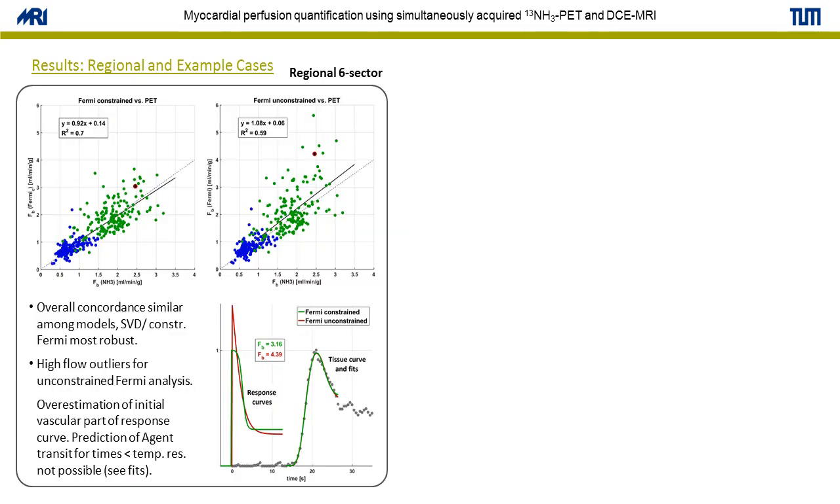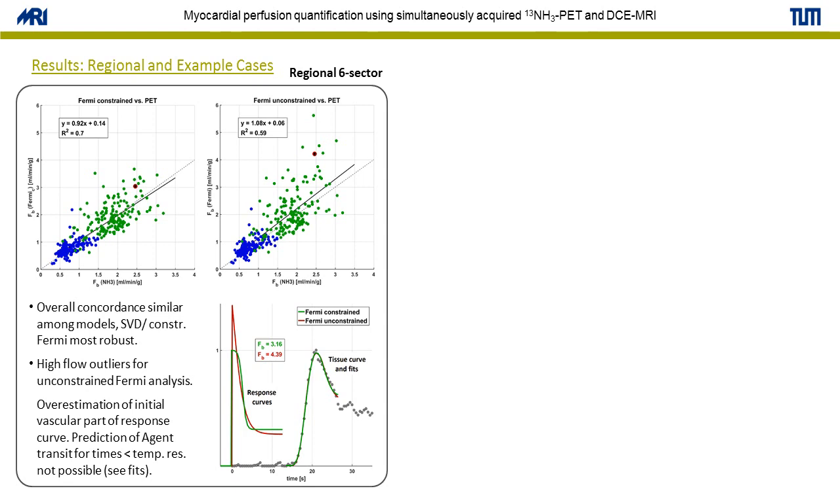The next slide presents a comparison between regional PET and MRI flow results using the previously obtained tissue hematocrit fractions to convert DCE MRI plasma flow to blood flow. Plots in the top row show this comparison in a pooled fashion, individually comparing all 6 segments for each patient for both rest and stress datasets.